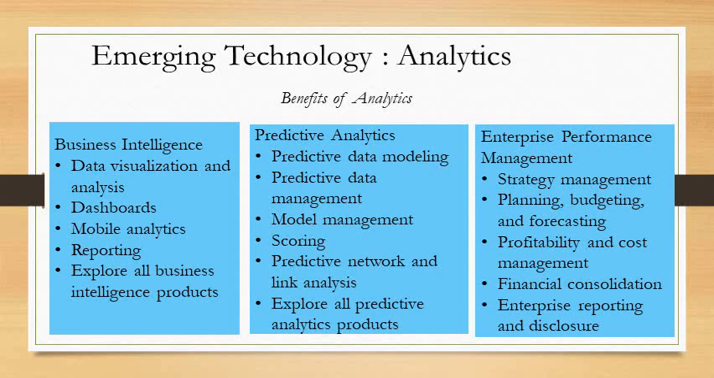The last one is enterprise performance management, which is also known as business performance management or corporate performance management, which involves consolidation of data from various sources, querying and analysis of the data, and putting the result into practice. So it helps in strategy management, planning, budgeting and forecasting, profitability and cost management, financial consolidation, and enterprise reporting and disclosure.